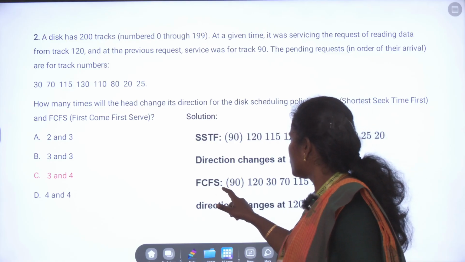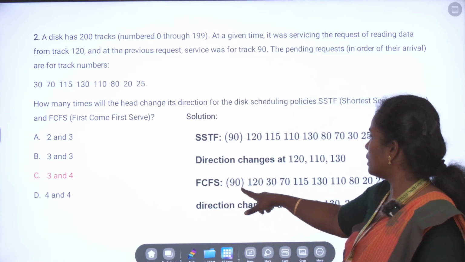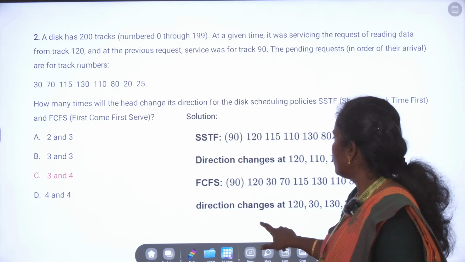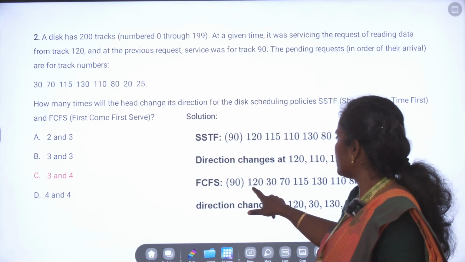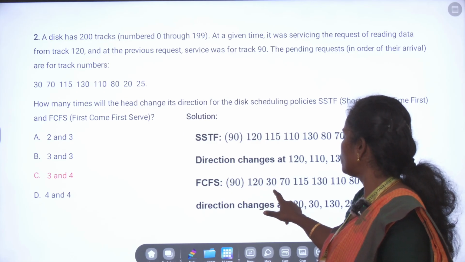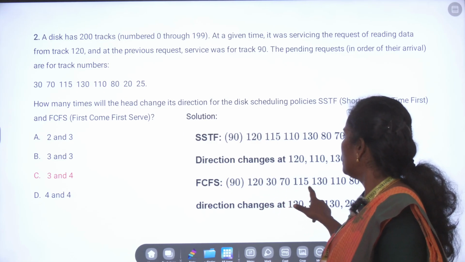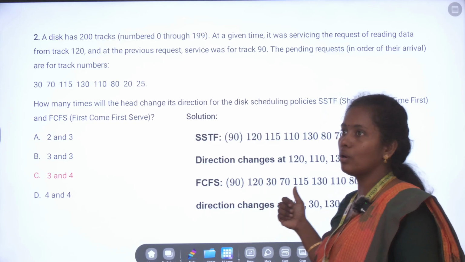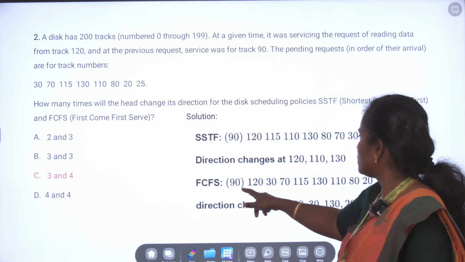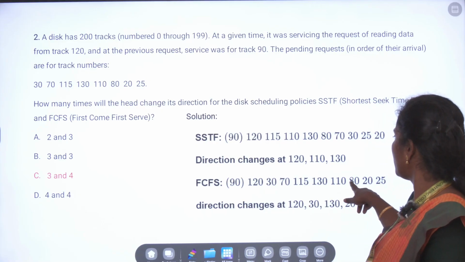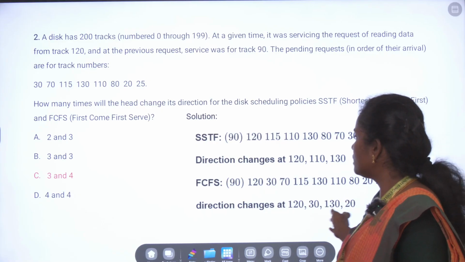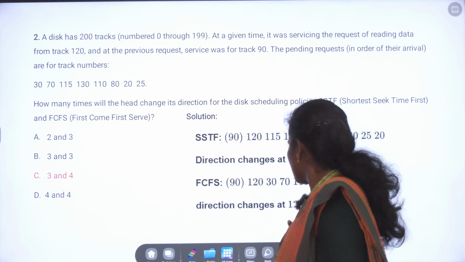Then first come first serve. We take the same given data. 90 is the previous head, and the next head is 120, and the next moves to 30, then 70, because it serves in the order in which they arrived. So in the same order: 30, 70, 115, 130, 110, 80, 20, 25. In this it will change direction 4 times.